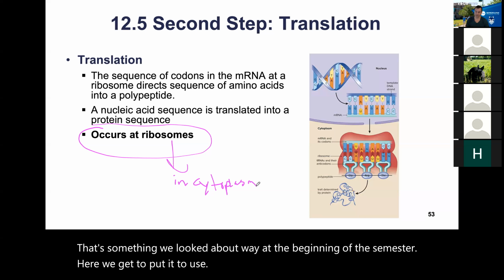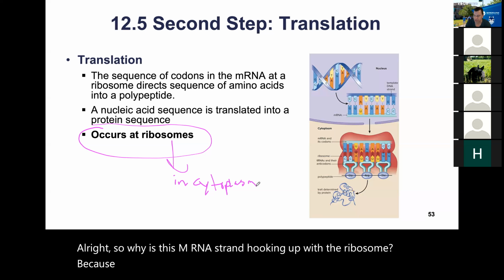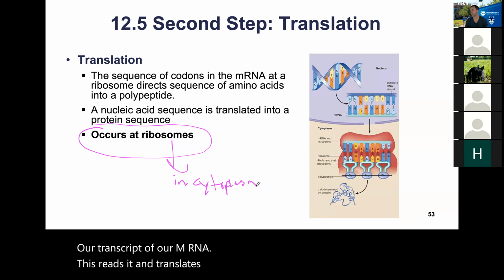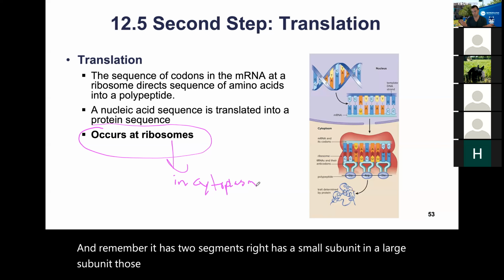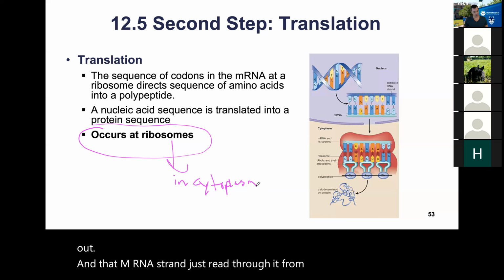All right. So why is this mRNA strand hooking up with the ribosome? Because that is where we're going to have the reading of our transcript, of our mRNA. This reads it and translates it. This happens at the ribosome. And remember, it has two segments, right? It has a small subunit and a large subunit. Those two units come together when the mRNA strand comes out. And that mRNA strand just reads through it from the 5' end all the way to the 3' end.